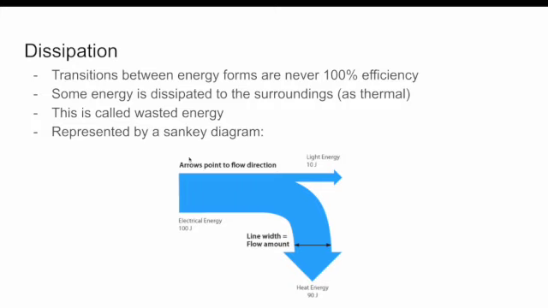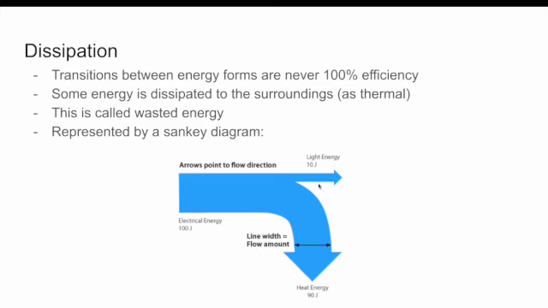So what we're looking at right here is a Sankey diagram for a light bulb. The main purpose of a light bulb is to provide light energy. As you can see, this straight arrow here is the main purpose. Now this big arrow here shows wasted energy, the energy that has been spilled out, and the line width shows the flow amount of energy that has been wasted.